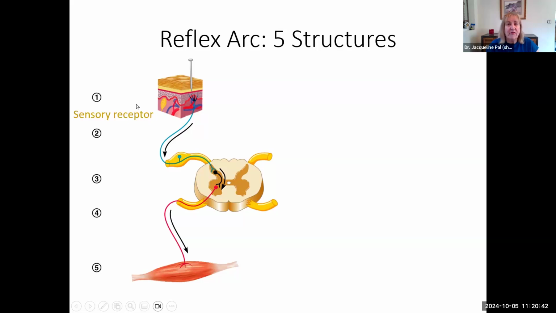And that's because the first structure in a reflex arc has to be a sensory receptor. So it could be a receptor in your heart or your lungs or your intestine or anywhere else.